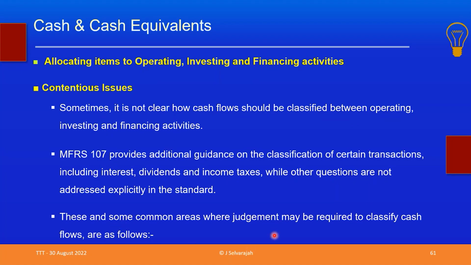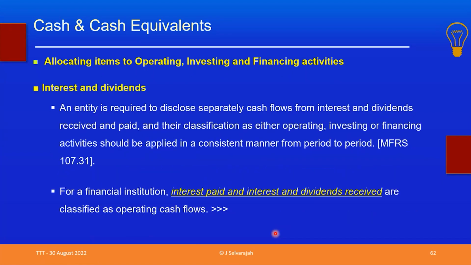So, these are some common areas where judgment may be required. Let's look at the following slide to get a good idea of it. Now, interest and dividends. What have interest and dividends got to do with this? We must disclose separately cash flow from interest paid and received, and dividends received and paid. Their classification is either operating, investing, or financing. We have to make a decision on this, and once we make a decision, it will be applied in a consistent manner.